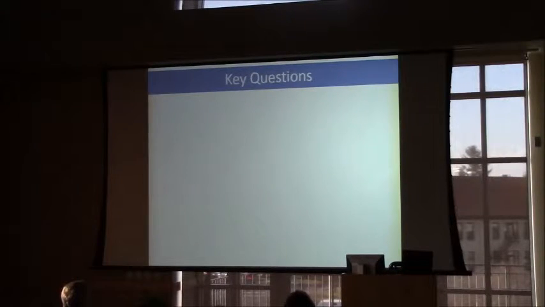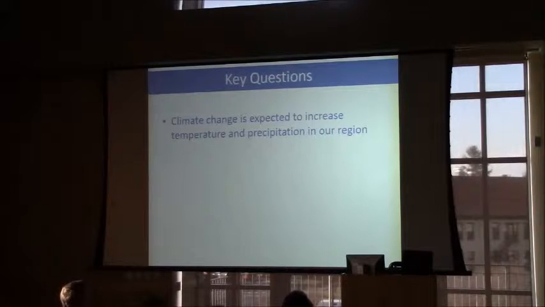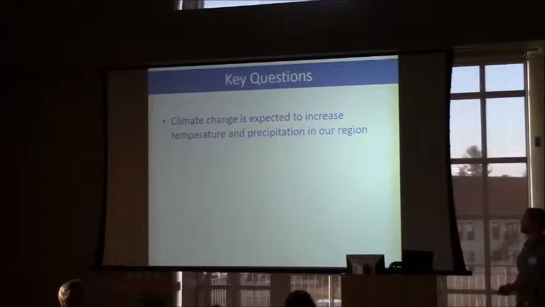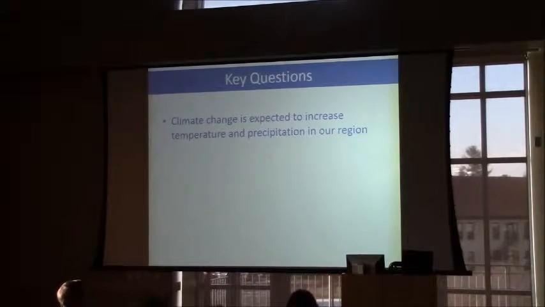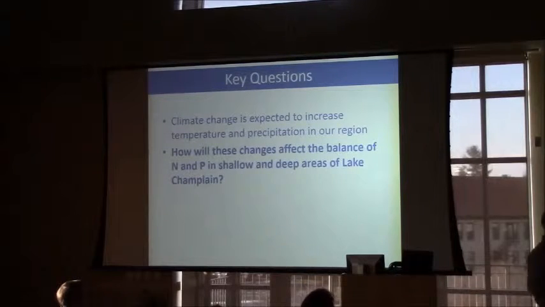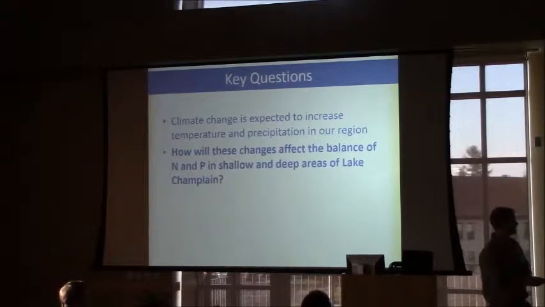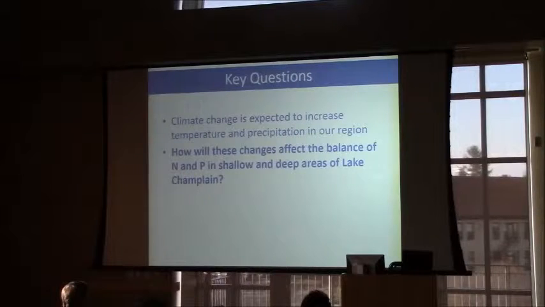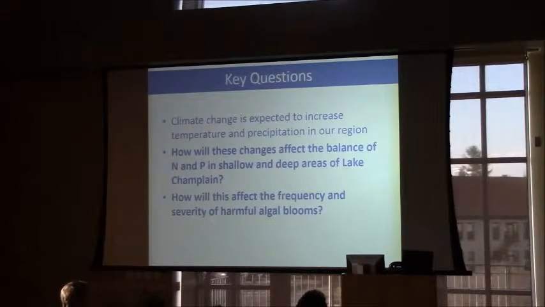So the key question I want to look at in this study is, given that we know climate change is predicted to increase temperature in the region and alter precipitation as well, how are these changes likely to affect the balance of nitrogen and phosphorus in shallow and deep areas of the lake, keeping in mind that they may respond differently, and how is this likely to affect the frequency and severity of harmful outcomes?